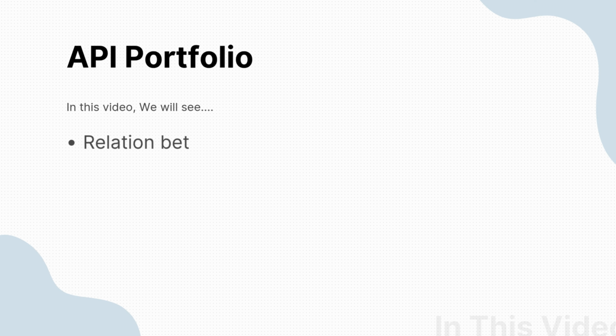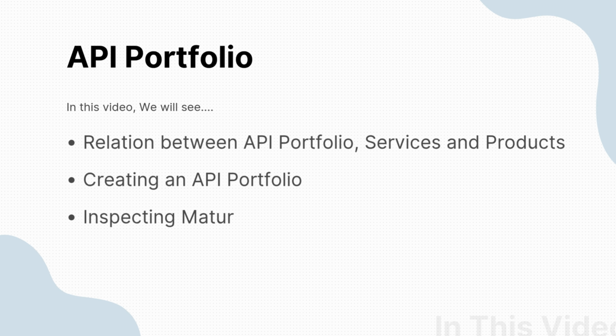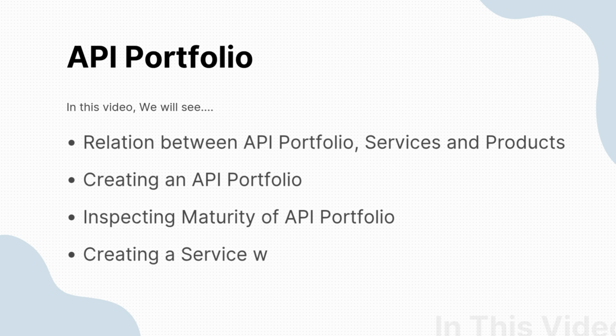In this video, we are going to take a look at the conceptual relationship between API services, portfolios, and products. Along with that, we will take a look at how we can create new portfolios and inspect the maturity of a given portfolio, along with adding a new service inside a portfolio.